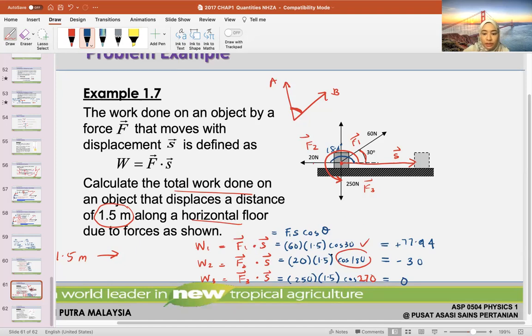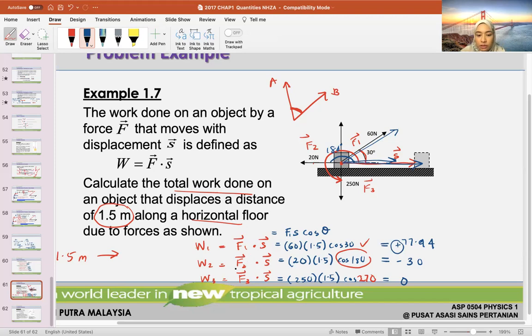Okay, so now that we got the answer for work done number 1, work done number 2, and work done number 3, let's take a look at the signs. So kita tengok sini, this is a positive. F1 is going this way and S is going this way. So F1 akan ada component to the right, which is overlapping with S. So that is why the answer is positive.